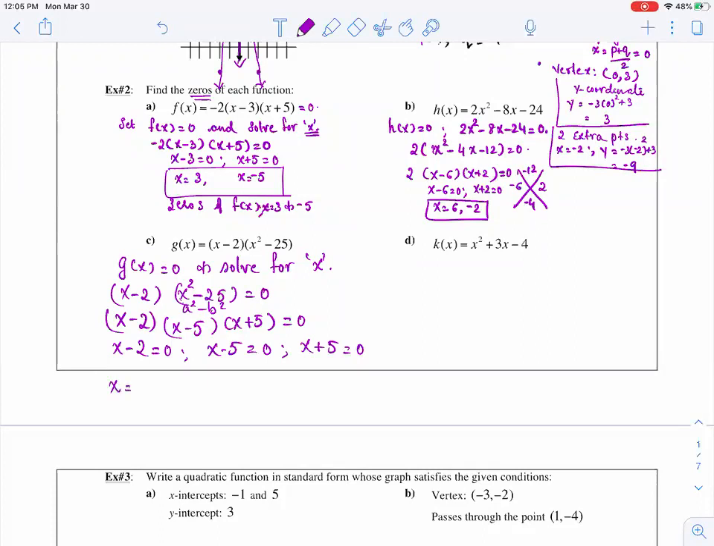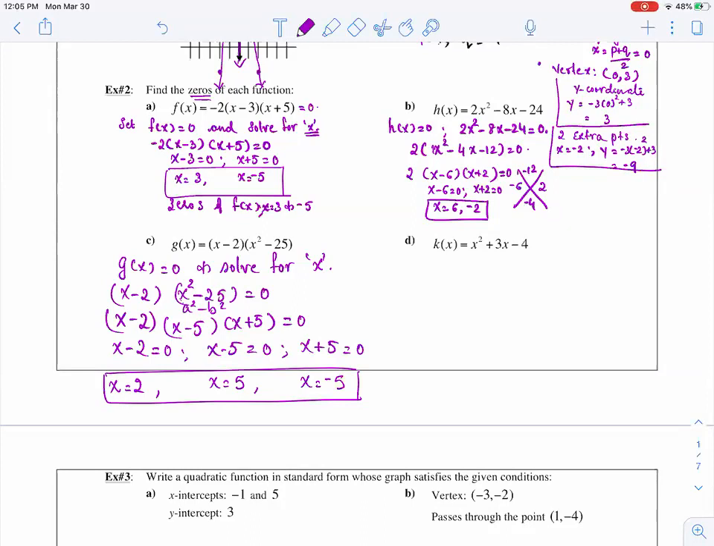So x is equal to, what do you get from the first equation? x minus 2 is equal to 0. x is equal to positive 2. And from the second one, you have x is equal to 5. And the third one, you have x is equal to negative 5. Okay, so we have 3 zeros.